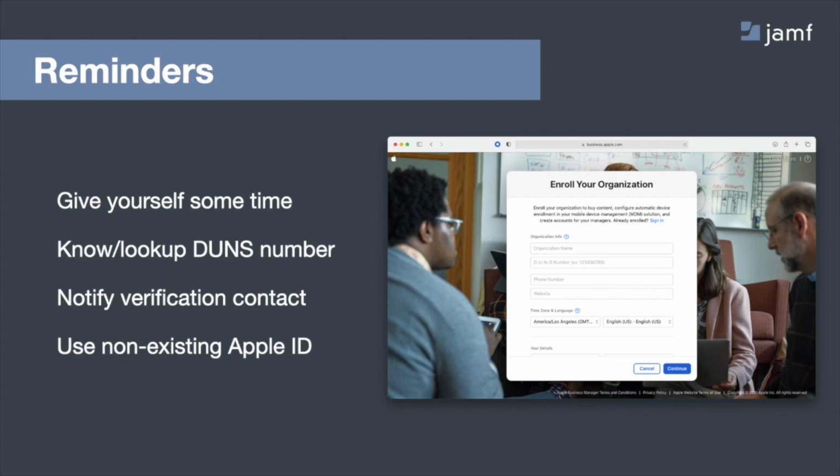Look up your DUNS number, which we talked about briefly on the last slide. Notify your verification contact that Apple will be reaching out to you. Help them know what the process might look like and what you're using this portal for. Also, use a non-existing Apple ID work email for your initial account. Again, this is going to streamline the process for you to get this account set up and hopefully get you into the portal as soon as possible.